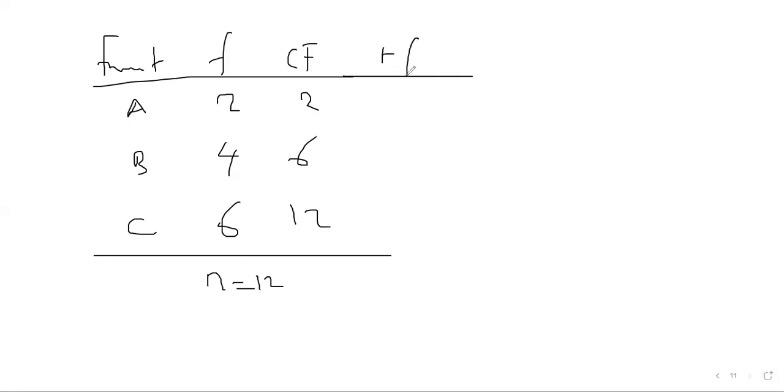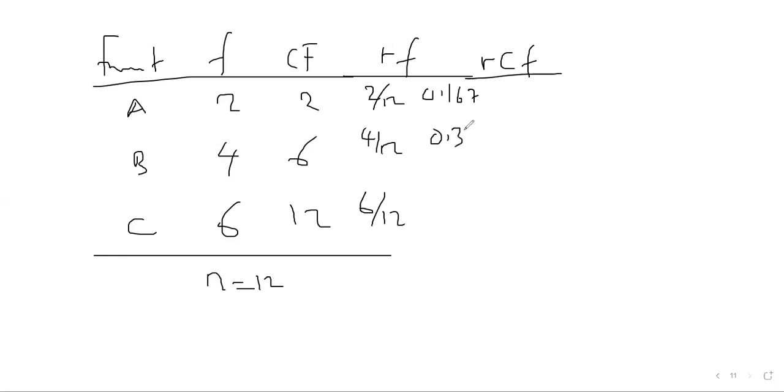So for relative frequency, we divide by the total here. For relative cumulative frequency, we divide by the sum figure. So this will be 2 over 12, this will be 4 over 12, this will be 6 over 12. So what is 2 over 12? 0.167. 4 over 12, it's 0.33. 6 over 12, 0.5.